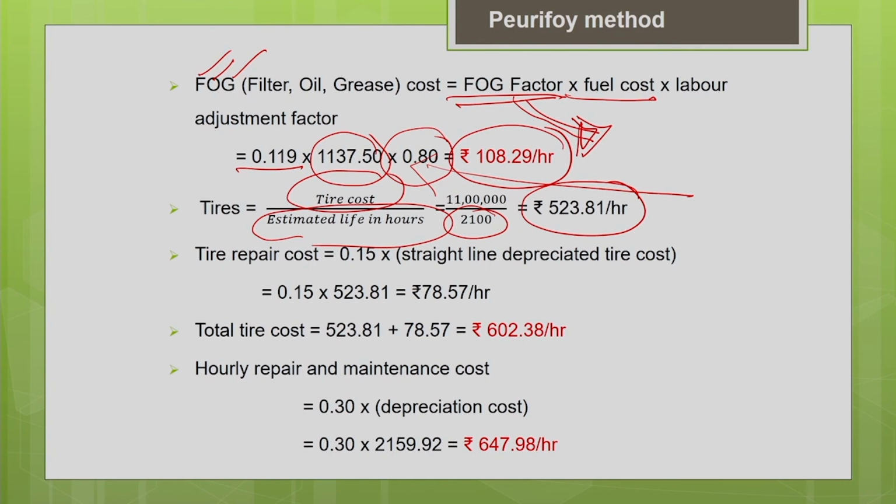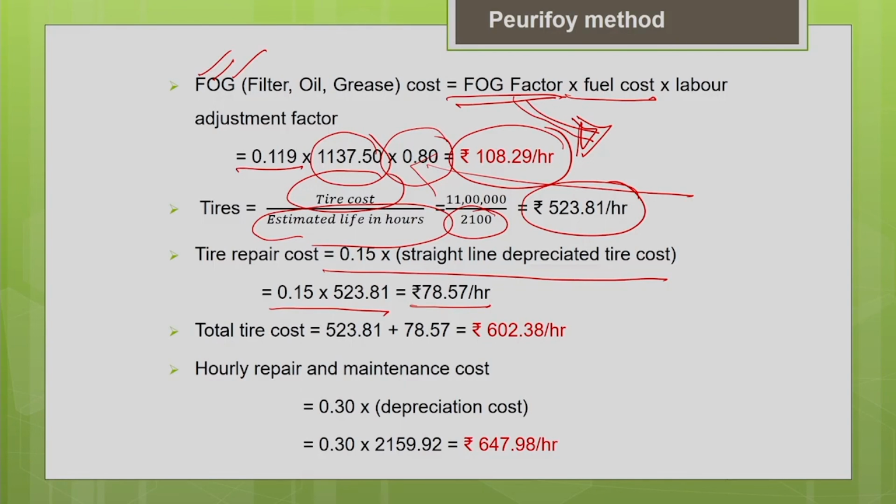Now, calculate the tire repair cost as 15% of the straight line depreciated tire cost. So this is also given in the question. If it is not given in the question, you can assume the tire repair cost as 15% of the tire cost. 0.15 into the tire cost of 523.81 gives you 78.57 per hour.